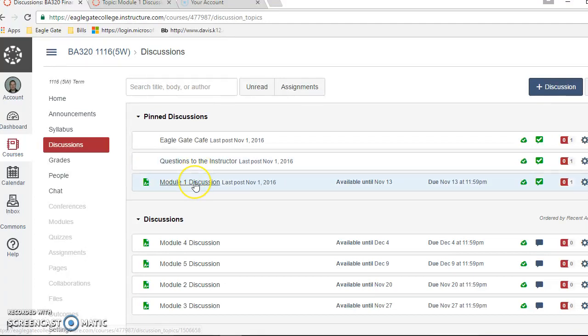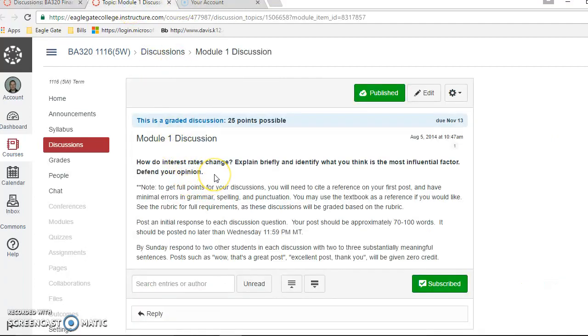And then right below this, you'll have our week 1 discussion. As I said, I've opened that up here. The week 1 discussion here says, how do interest rate changes affect... Explain briefly and identify what you think is the most influential factor. So interest rates. Everybody's heard of them, but I don't know if everybody truly understands them.